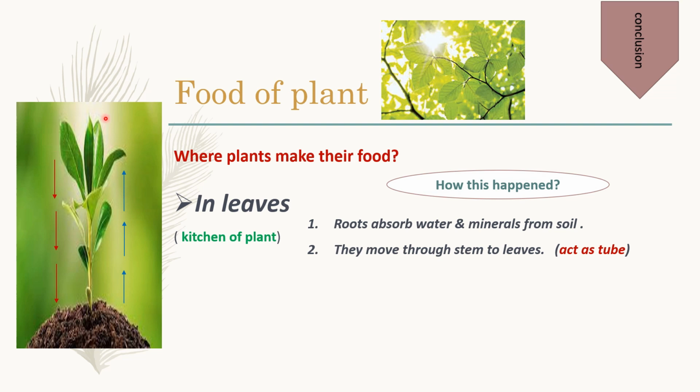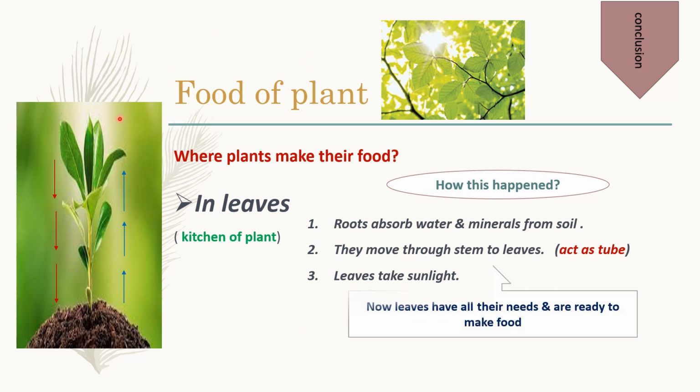Okay, so here the stem acts as a tube. So the first step, roots absorb water and minerals from the soil. Then they move through the stem up to leaves. Now water and the minerals are in the leaves. Okay. Now leaves need what else? Sunlight. So leaves take sunlight. Okay. Now leaves have water, minerals and sunlight. Now leaves have all their needs and are ready to make food. Now leaves start to make food.